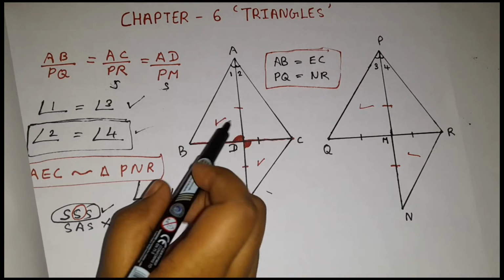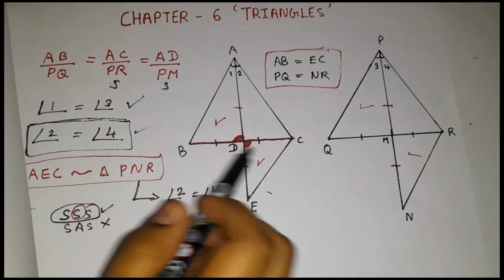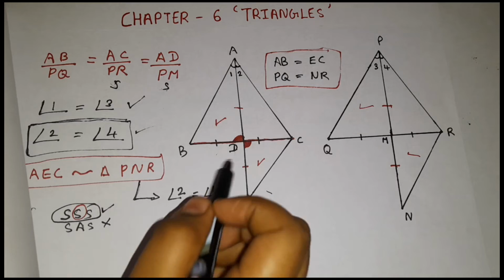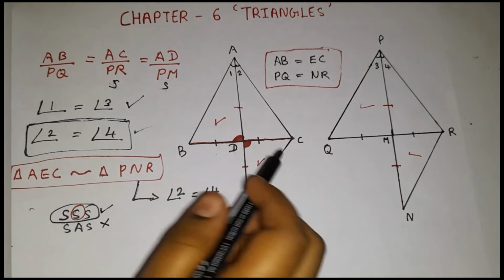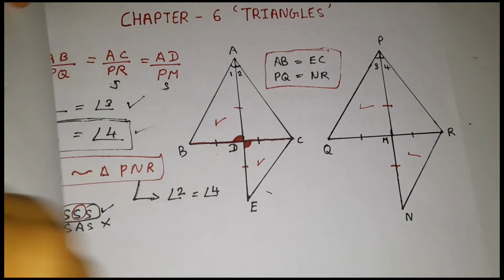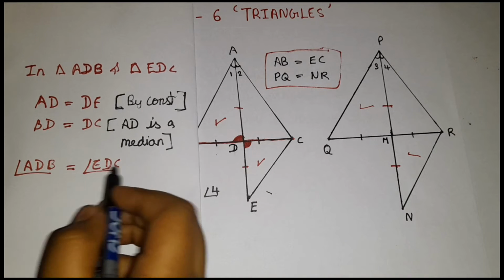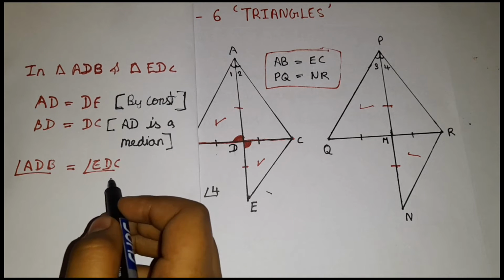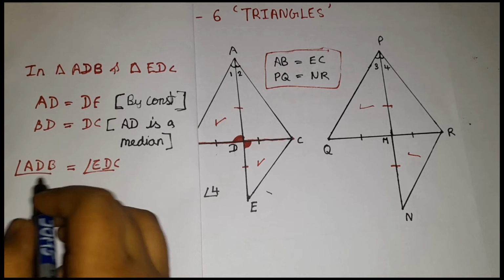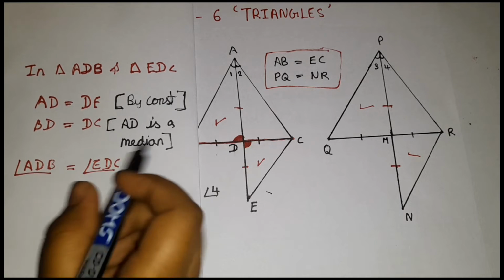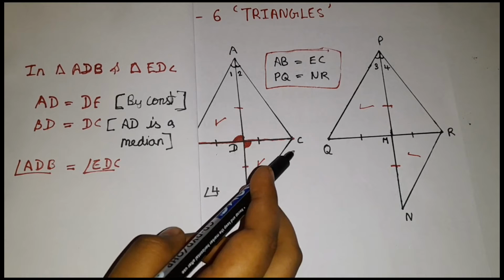We are not supposed to write triangle ADB is equal to triangle like that. We are supposed to write angle. Then only we can use the criterion. While using the criterion, how can we write triangle? That doesn't make any sense, right? So we are supposed to write angle ADB is equal to angle EDC.